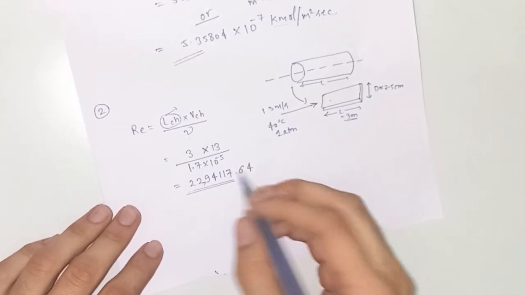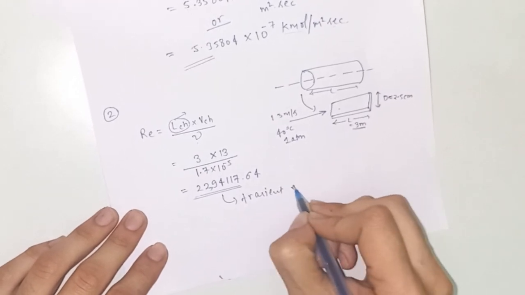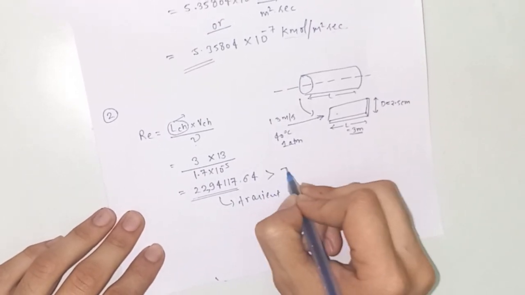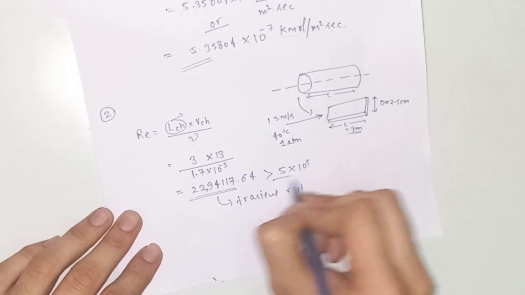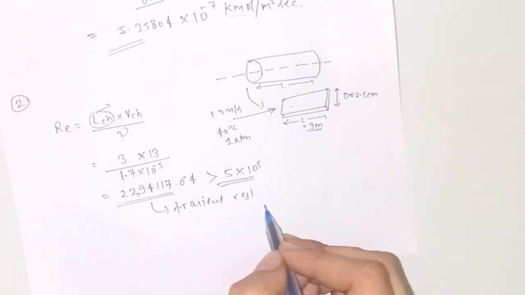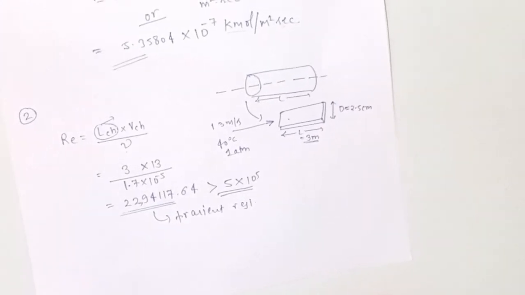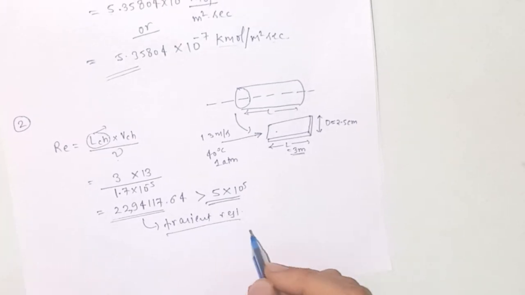22,94,117.64, that is in the transition region, because this is greater than 5 into 10 to the power 5. So this is the criterion that shows that this flow is in the transition region. Now we're going to take the relation of the transition region of the flat plate.